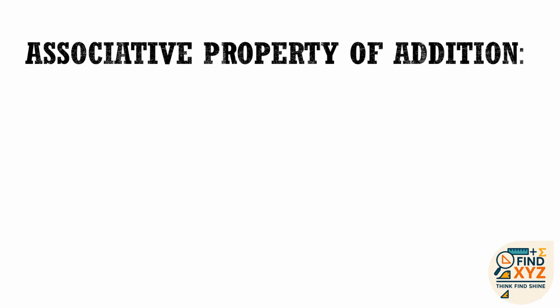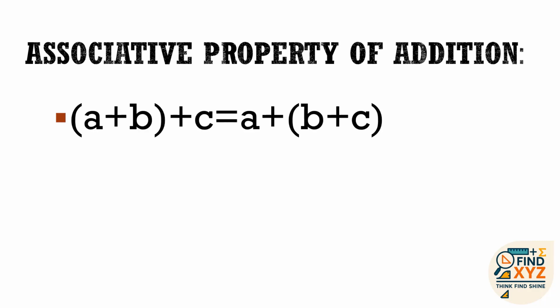How does it work? Let's take a look at our first operator. That is the associative property of addition. Now, given 3 numbers, when adding, you can decide to add the first 2 numbers, which is A and B, and then C, or you can decide to add the last 2 numbers and then A. In both cases, we are going to have equal results.